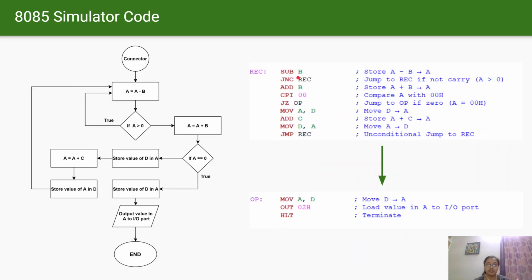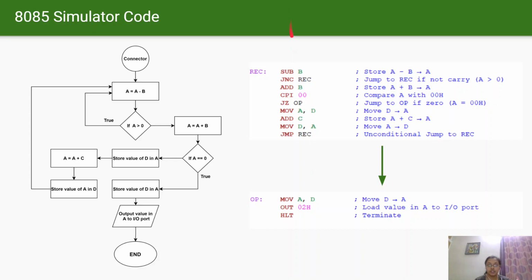So we're subtracting b from a over here. Sub b means a becomes a minus b. Then if not carry, we have to jump to rec again. Not carry would mean that a is greater than 0. We will have a carry only when a becomes negative. If a is positive, we will not have a carry, and we will jump back to this loop and subtract b again from a. If a becomes negative, we'll add b once and compare it to 0. Now a holds the value of a modulus b. If it is equal to 0, then a is the LCM, and we go to the output subsection and output the value of a to the IO port.